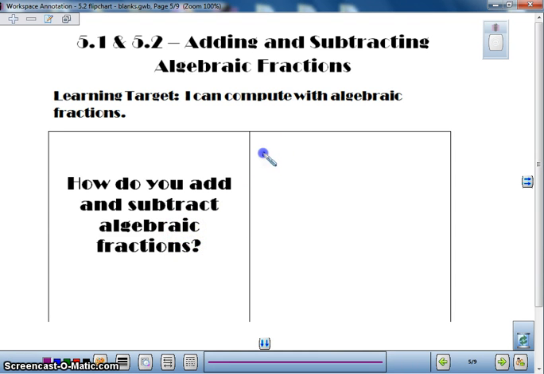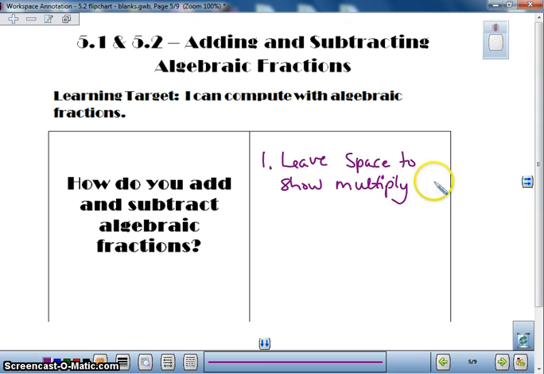Well, one of the first things you should have down, number one, is that you want to leave some space to show you're multiplying. So when you look at your fractions, and you'll see this in just a minute, you want to leave some space to show multiplying each fraction by something. So you want to show your work as you're multiplying your fraction to get that common denominator.